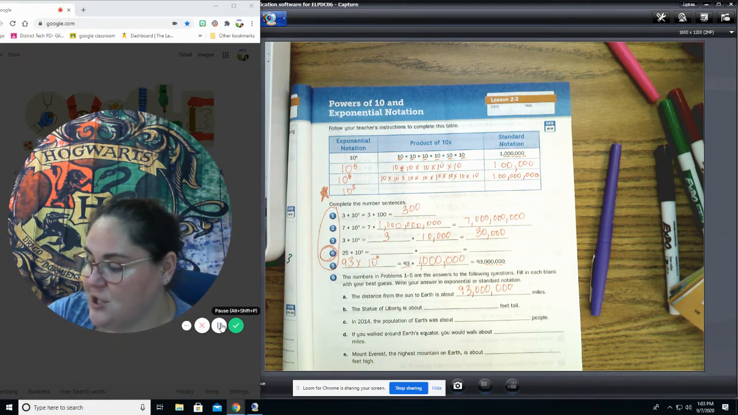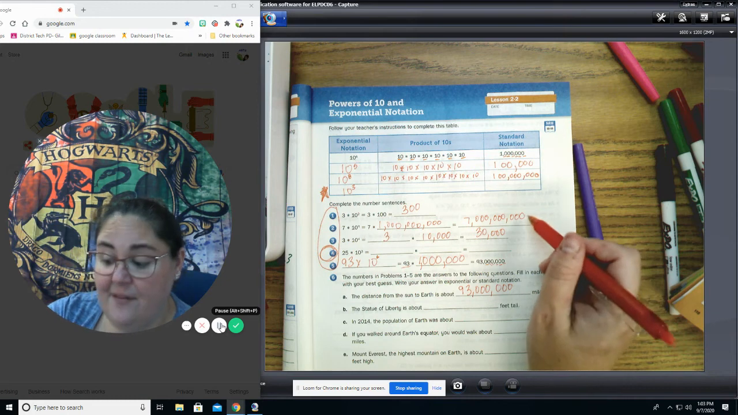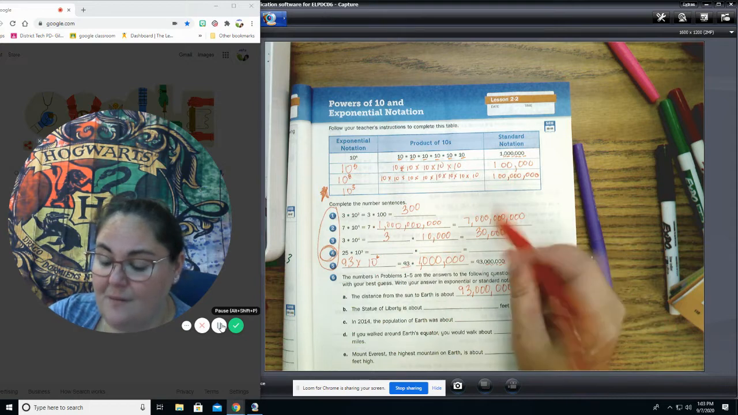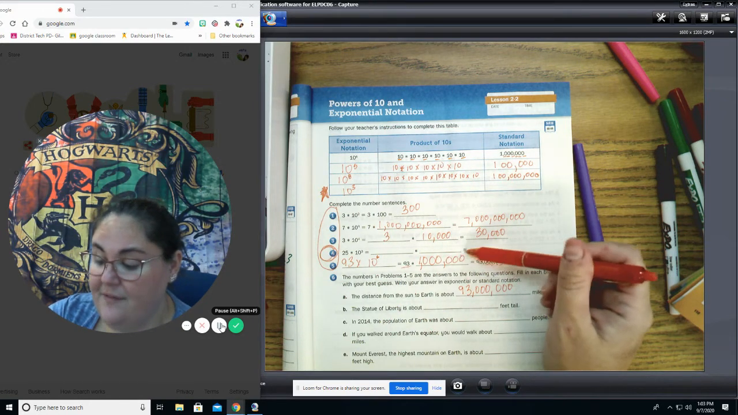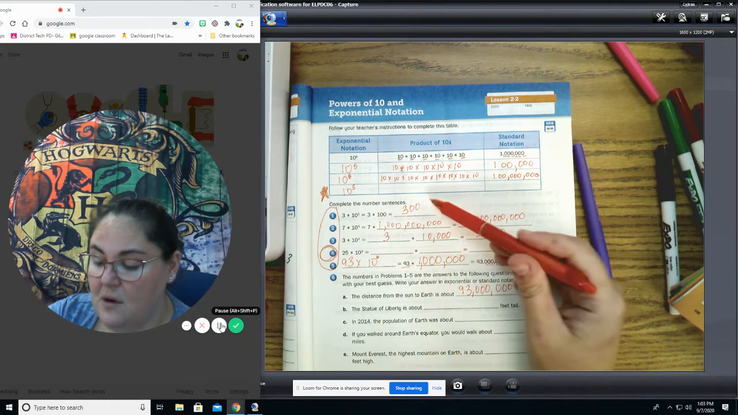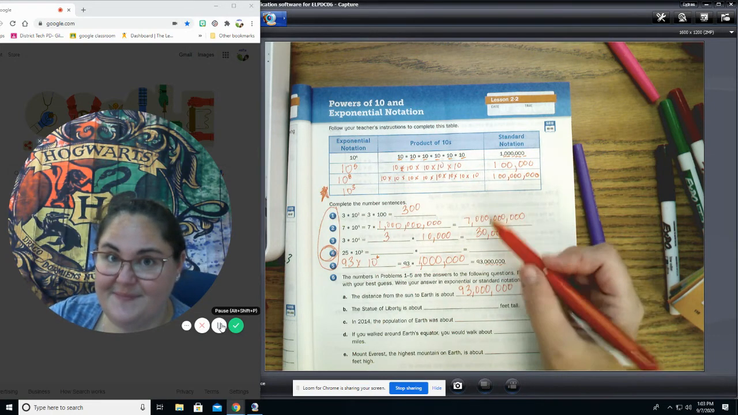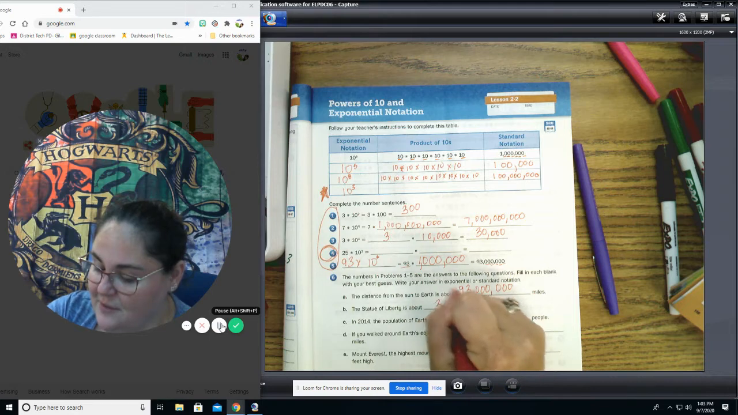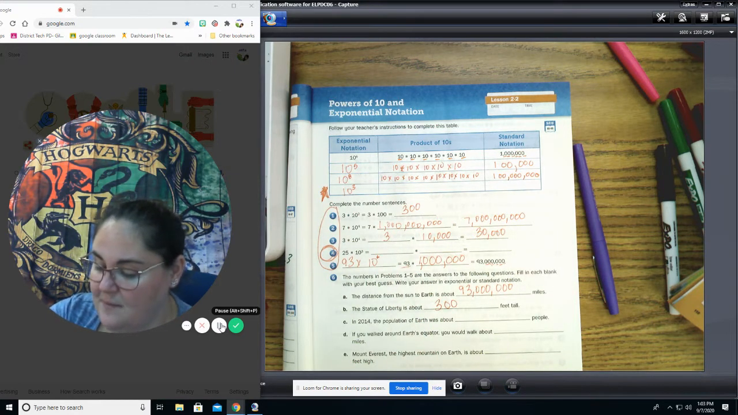All right, the Statue of Liberty is about how many feet tall? Does it make sense that it's 7 billion feet tall? 30,000 feet tall? 25,000 feet tall? Or 300 feet tall? Your answer should be 300 feet tall.